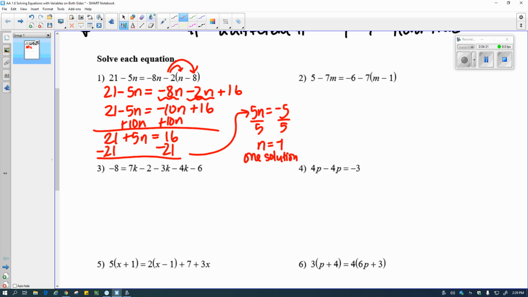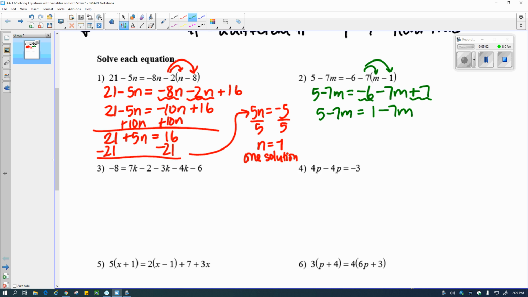Let's take a look at the other two types of scenarios that we can get. So when I work through this next problem, I'm going to start the same way. I want to clean up each side. I'm going to distribute and combine like terms on the right. So negative 6 minus 7m plus 7. Remember, a minus and a minus make a plus. I can combine the negative 6 plus 7, so I have 5 minus 7m equals 1 minus 7m.